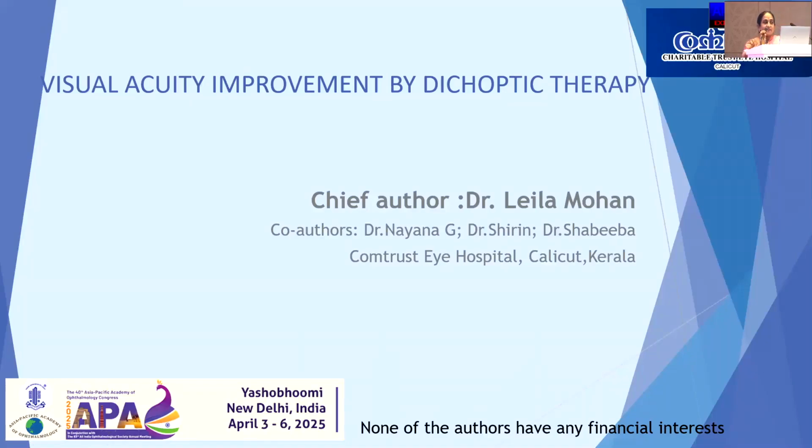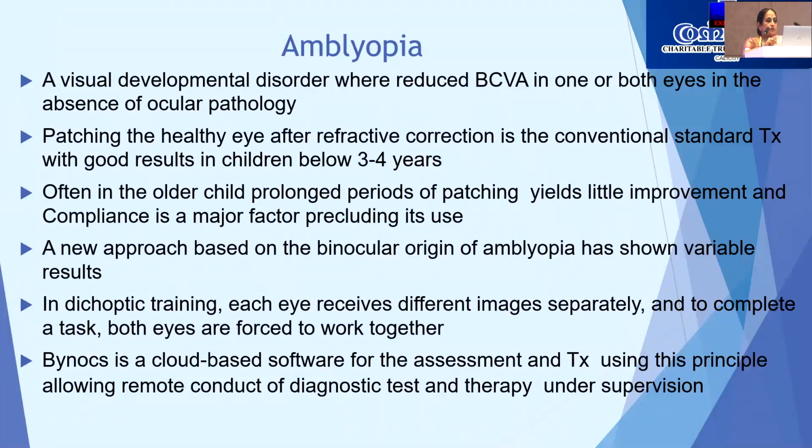Morning. Thank you, sir. So I'm going to talk about visual acuity improvement by dichoptic therapy in amblyopia. Amblyopia is a visual developmental disorder with reduced best corrected visual acuity in one or both eyes in the absence of ocular pathology. Patching the healthy eye after refractive correction is the conventional standard treatment, with good results in children below 3 to 4 years. Often, in the older child, prolonged periods of patching yield little improvement, and compliance is a major factor precluding its use. A new approach based on the binocular origin of amblyopia has shown variable results.